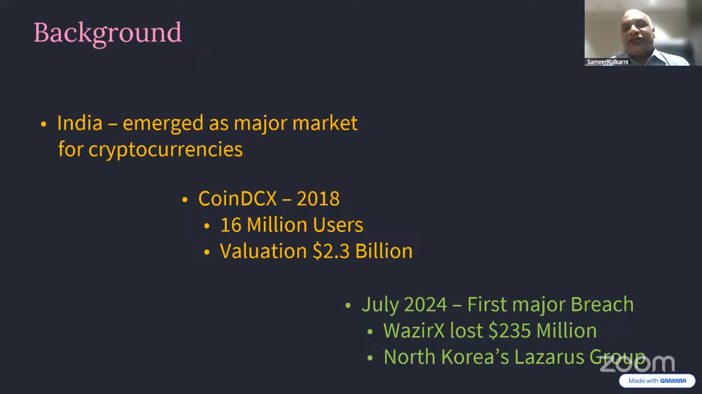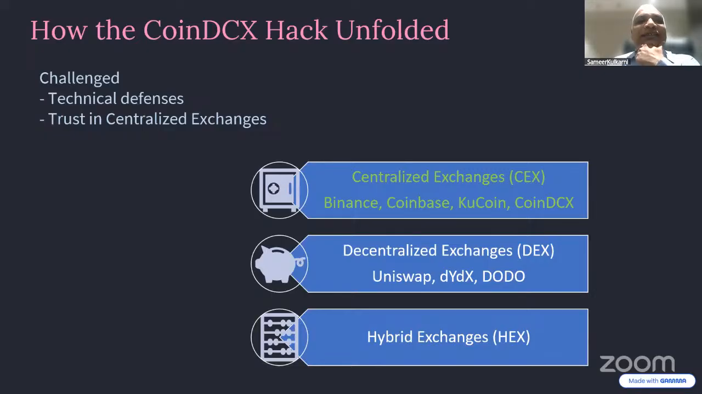Why I'm harping on this Lazarus Group is, though in CoinDCX we don't know who it is attributed to, if you see, it is exactly a mirror image of what Lazarus Group did in July 2024 for WazirX, right? Now, what are the challenges? What did the attacker exploit? There are technical defenses, and they basically eroded the trust in the centralized exchanges.